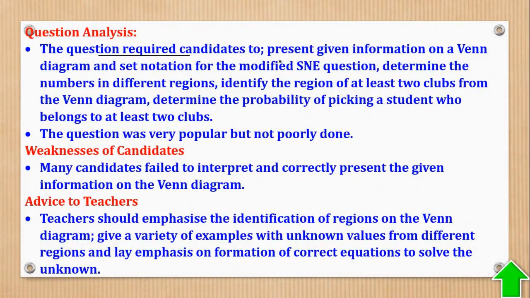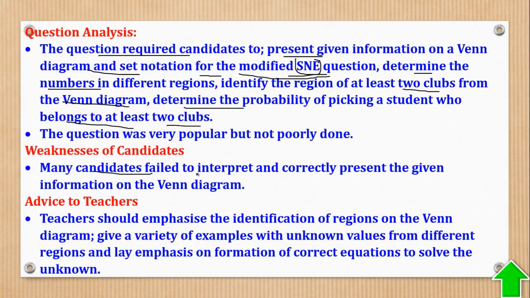The question required candidates to represent the given information on a Venn diagram and use set notation. So here, this one means special needs education, but on this platform we are not considering that. Sorry about that. So determine the numbers in different regions. Identify the region of at least 2 clubs from the Venn diagram. Determine the probability of picking a student who belongs to at least 2 clubs.